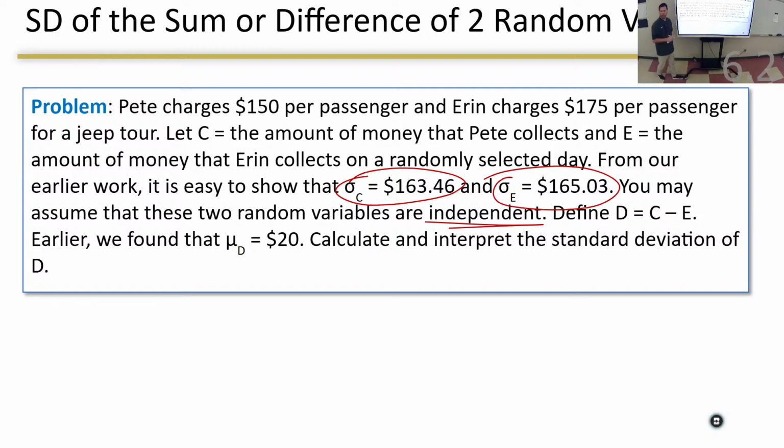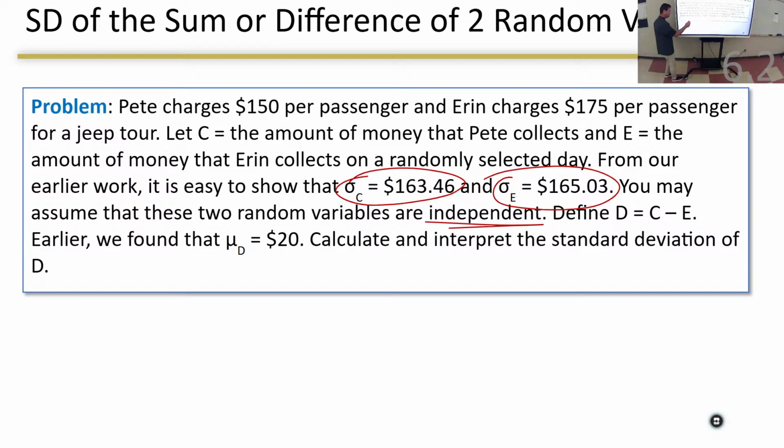We will have to assume that a lot of times. If they're dependent, we can't do any of this stuff. Define D as C minus E. Earlier, we found that mu sub D is $20. I didn't find that, but you guys subtracted that in your head pretty easily, and you found the difference to be $20. Pete normally makes $20 more than Aaron. Calculate and interpret the standard deviation of D.